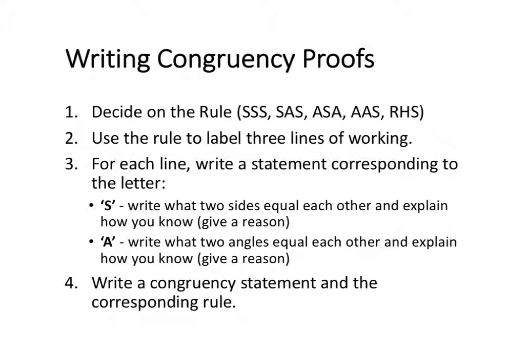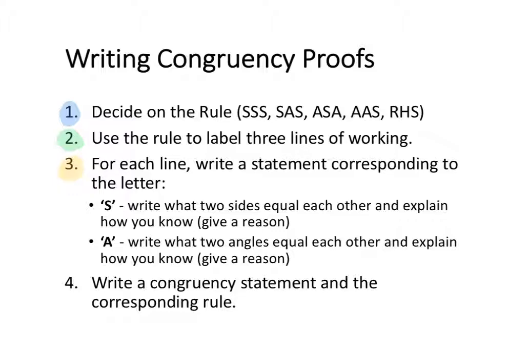The first step is going to be decide on the rule. So whether it's side, side, side, side, angle, side, angle, angle, side, or right angle, hypotenuse, and side. Once you decide on the rule, use those 3 letters from the rule to label the 3 lines of working out that is required. Once you've got your 3 lines, write a statement corresponding to each letter.